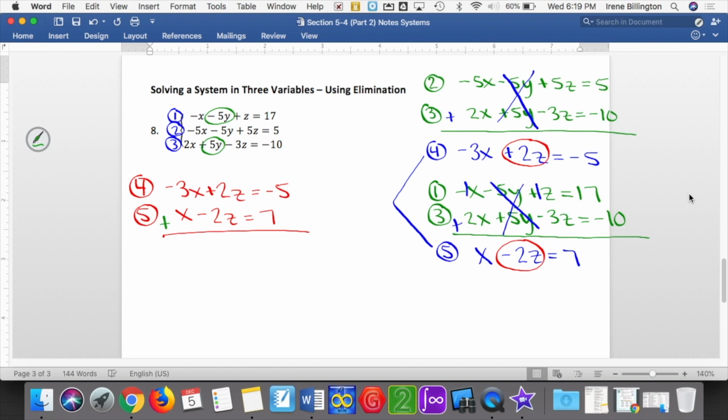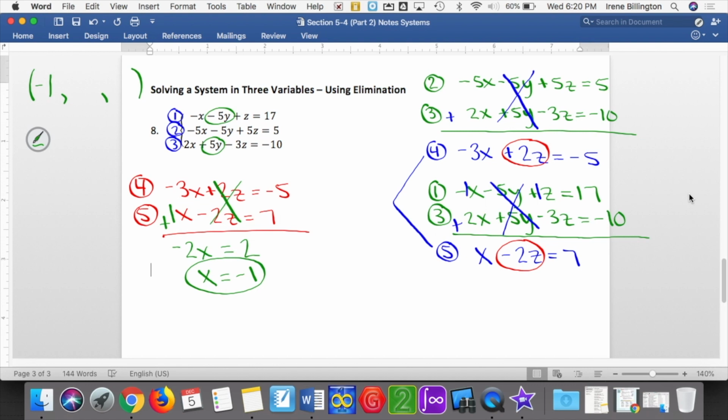Negative 3x plus 1x is negative 2x. The z's cancel, equals positive 2. Divide by negative 2, we get x is equal to negative 1. We have found one of our 3 solutions. Now, the solution to a system of equations in 3 variables is written as an ordered triple. So if x is negative 1, my solution would go right here.